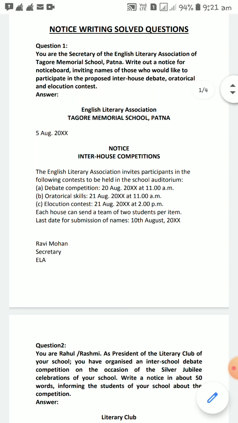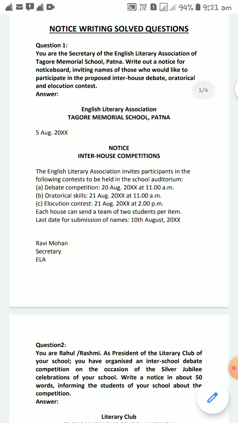At the center, at first you write English Literary Association. Then in the next line you write the name of the school in block letters or in bold letters. See, I have written Tagore Memorial School, Patna. Then you mention a date and a year. See, I have already mentioned 5th August, then a year. Then after all these things you come a bit down. Then you write notice again, all in bold letters.